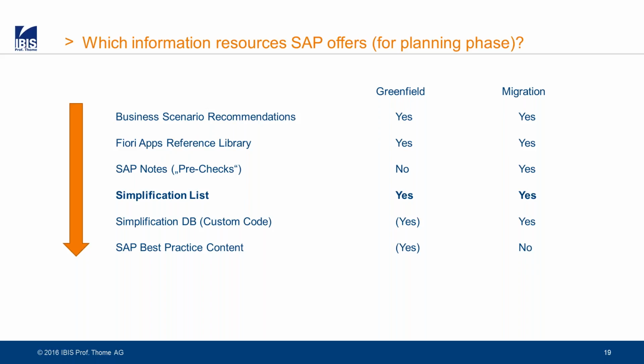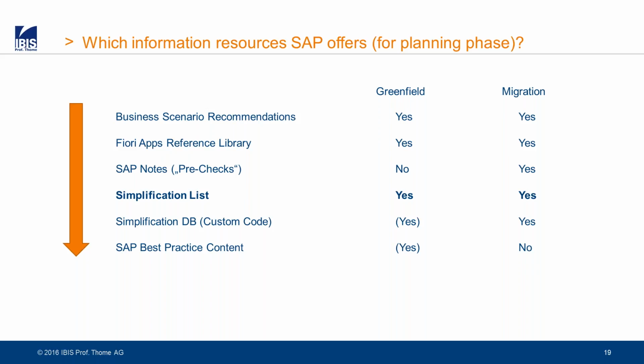Some of them you can, for example, the simplification database. Currently, you can only use it if you already have a license for S4HANA, but still, it's a free tool, right? So there is a kind of order from the top to the bottom here. In the evaluation phase, for example, you will start with the business scenario recommendations, which is a good starting point where you can identify points where S4HANA adds value to your existing business processes, where there have been new features and so on.